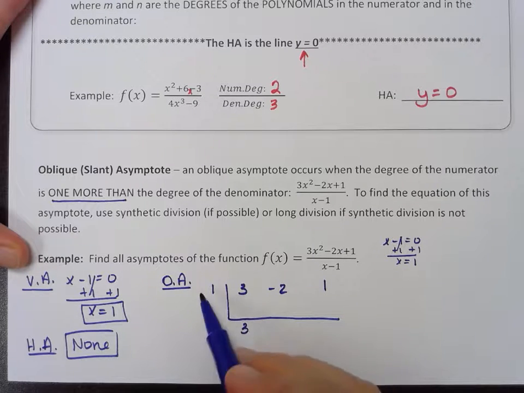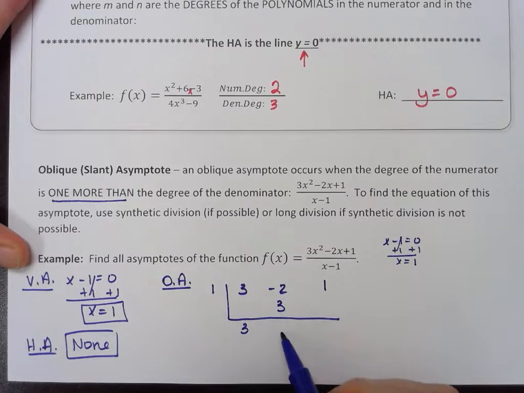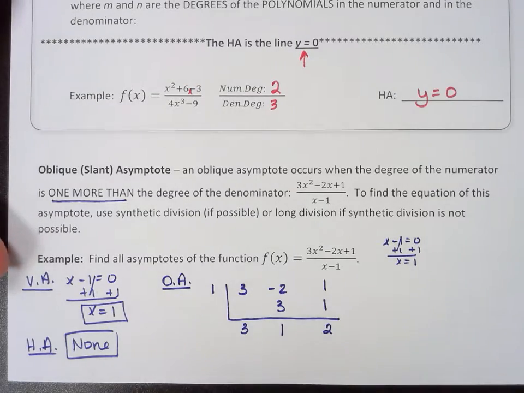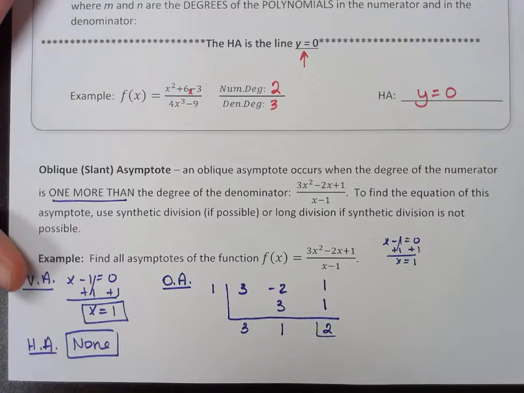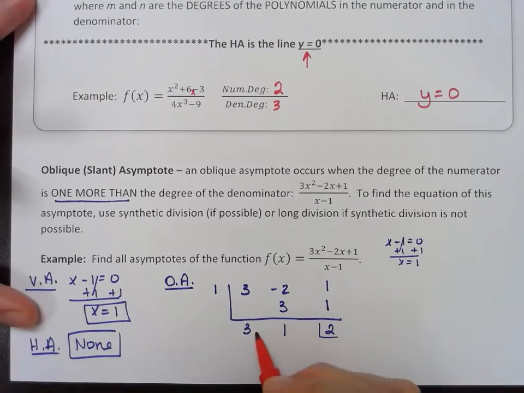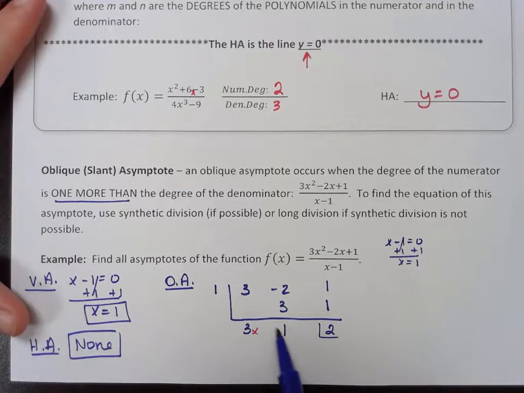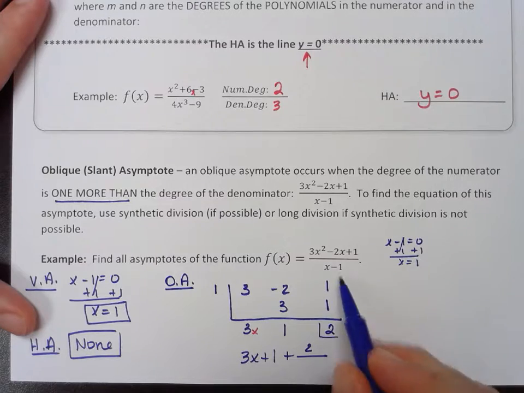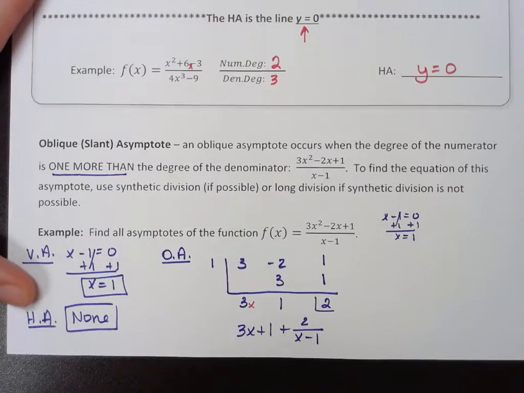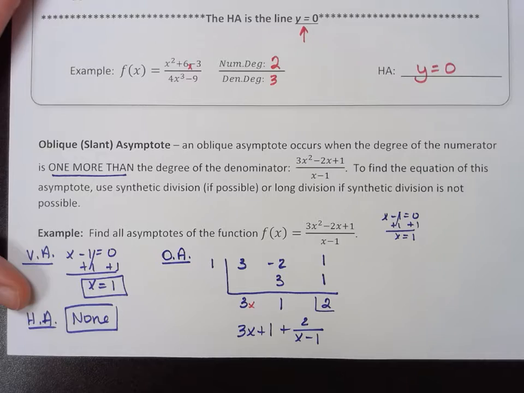Bring this down, multiply, add, multiply, add. So this is your remainder. The last number is always the remainder. We also know we decrease this by 1, so this is just our x, and that's our constant. So if you were to write this in quotient and remainder form, you would get 3x plus 1 plus 2 over x minus 1, right? That's what we learned in the last section.